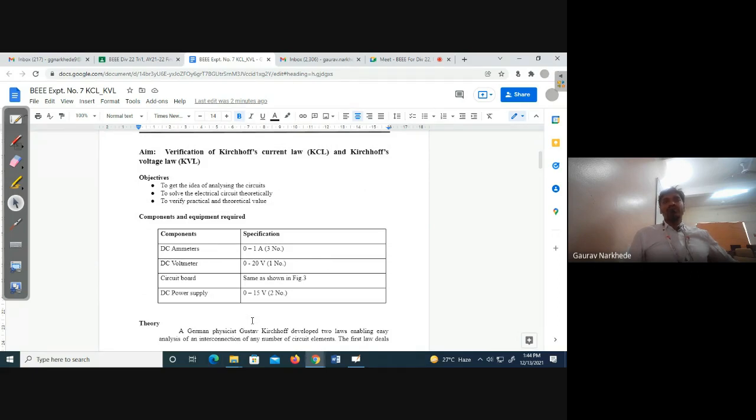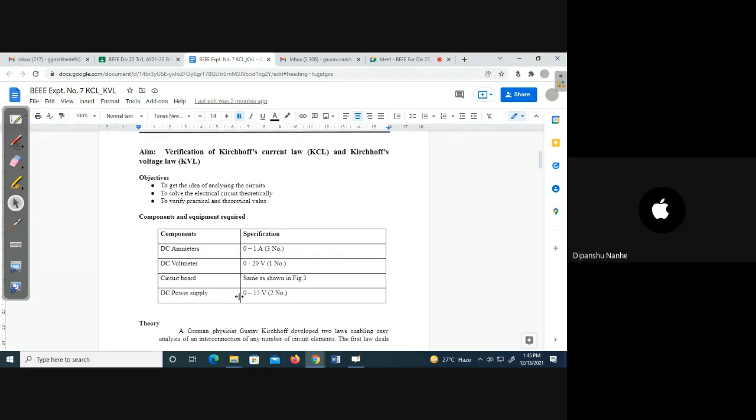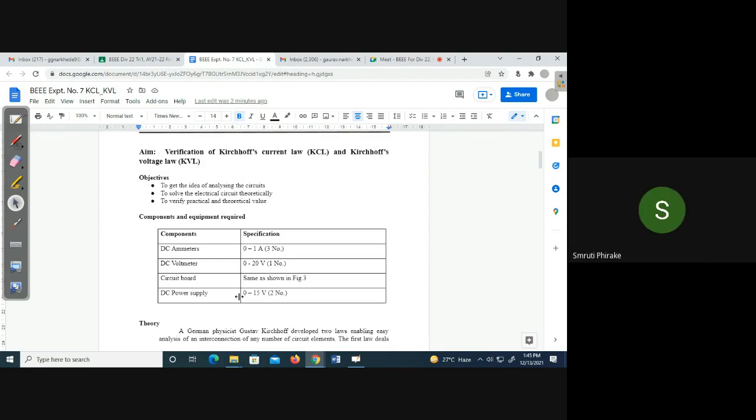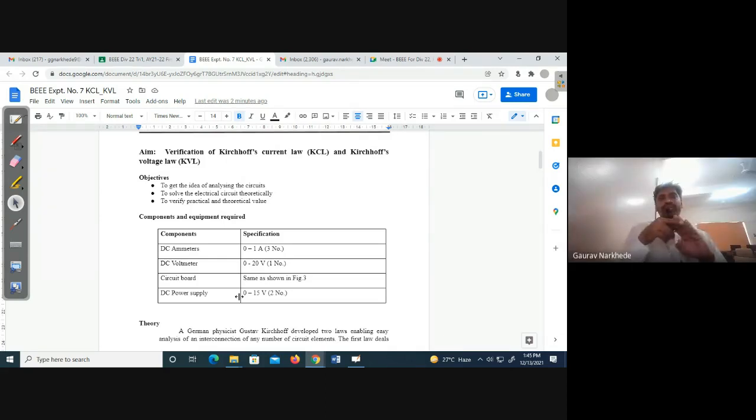These are the components we need. For measurement of voltage, we need a voltmeter. For measurement of current, we need an ammeter, right? Both are present in a multimeter. So we will be using a multimeter, and then we want a circuit board. In our simulation software, we will be using a breadboard. And then we want a power supply to give the power. So these are only 4 components we need.